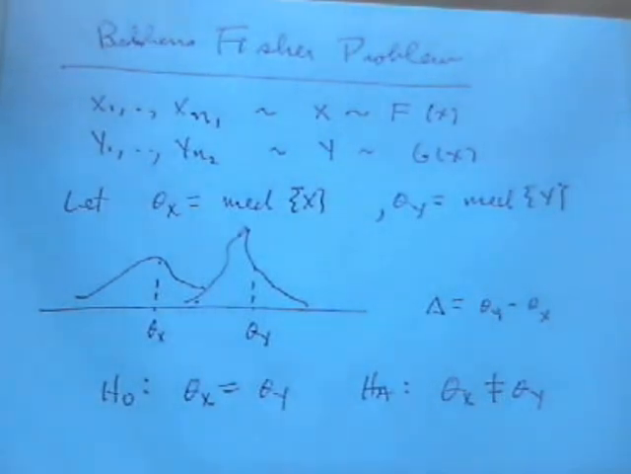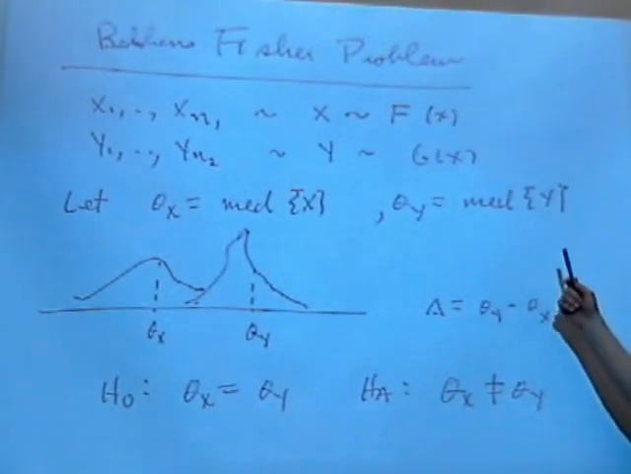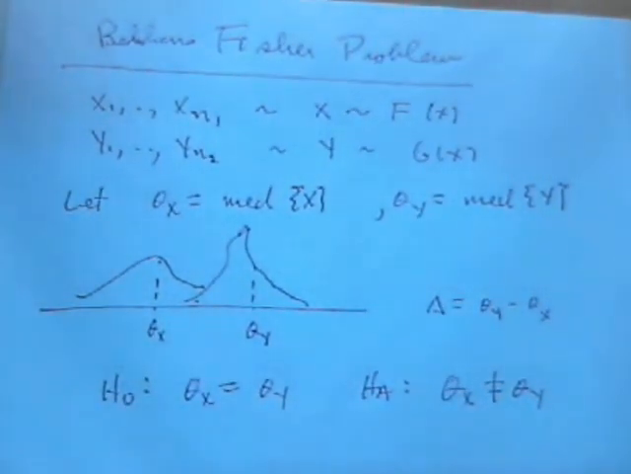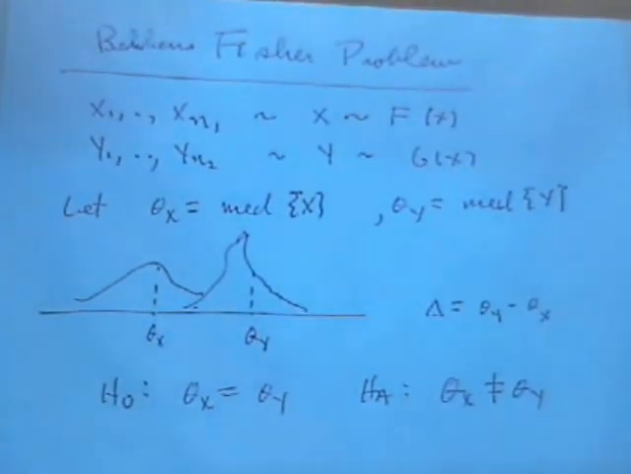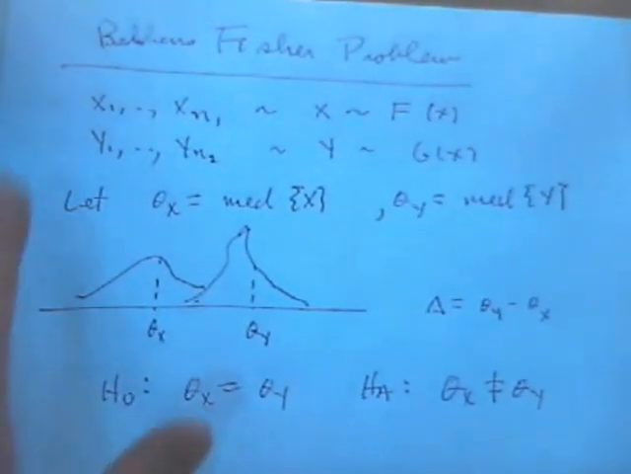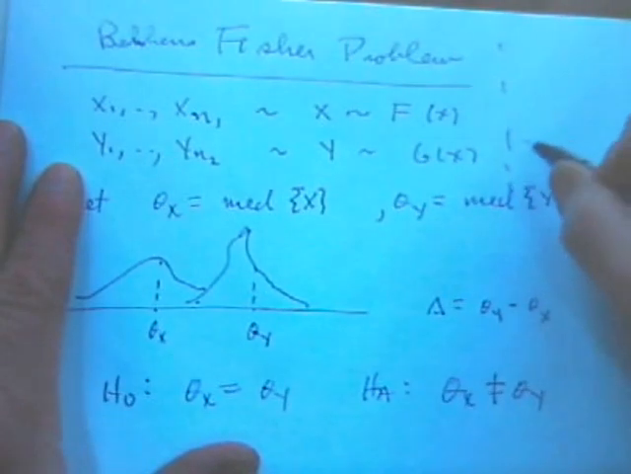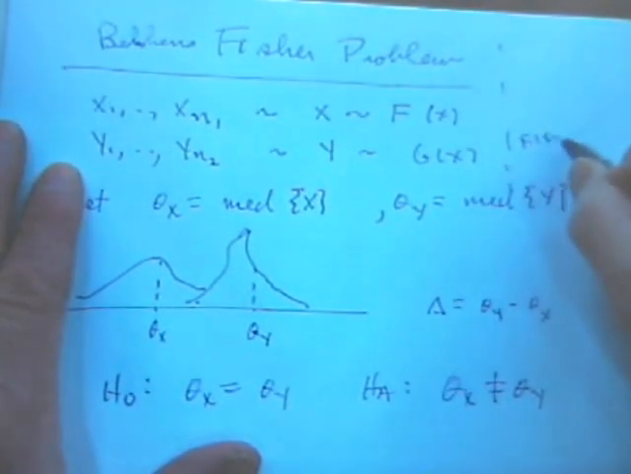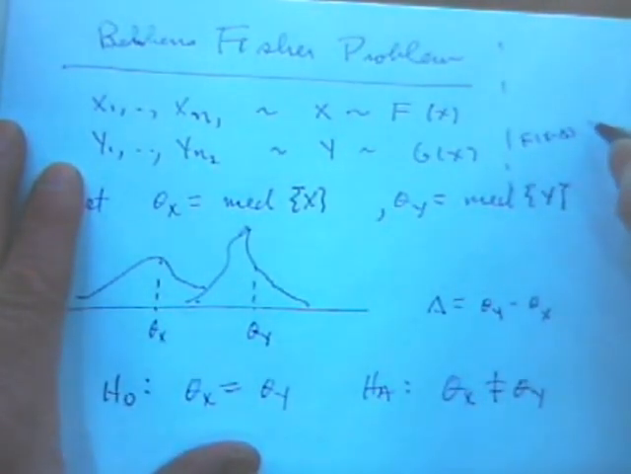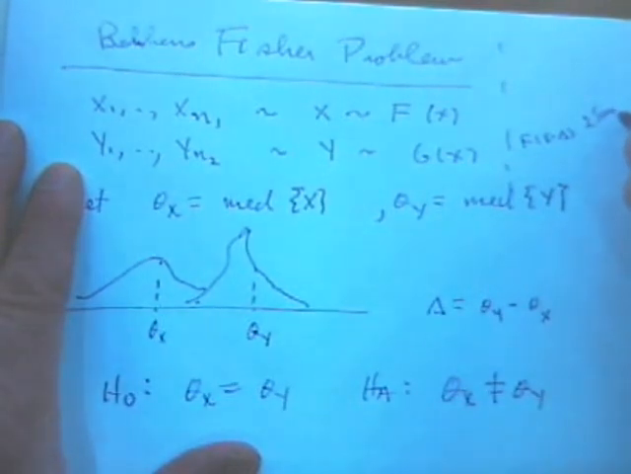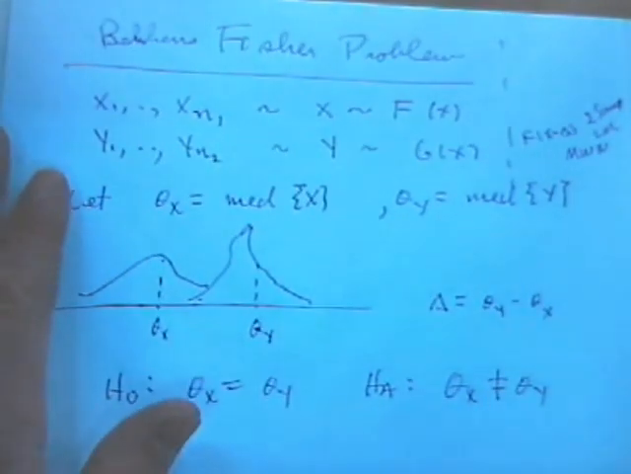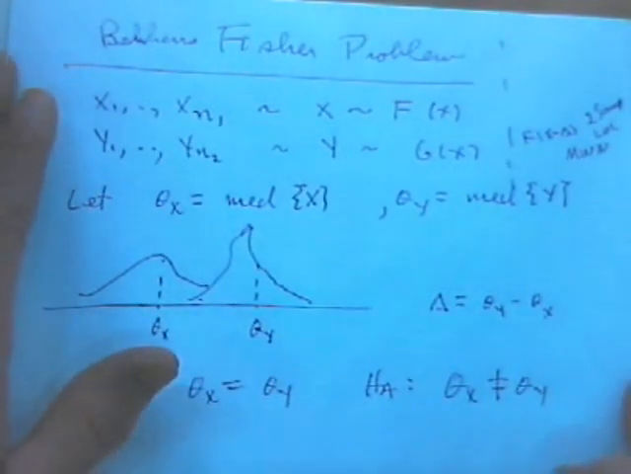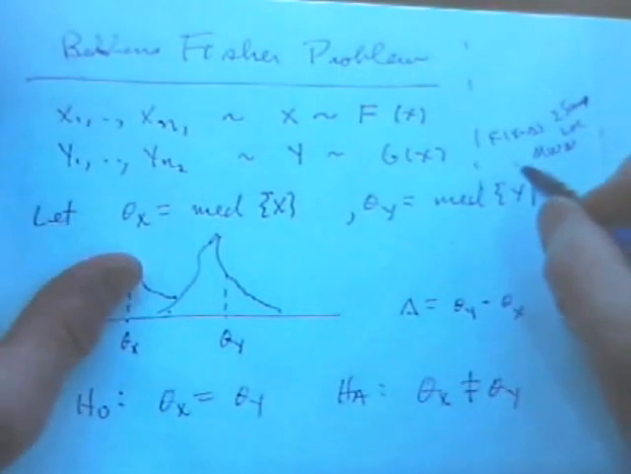Now, if we had G equal to F of x minus delta, then that would be the two-sample location problem, right? And we go back to it. So this would be two-sample location, right? And you would probably use the Mann-Whitney-Wilcoxon in this case. Okay?